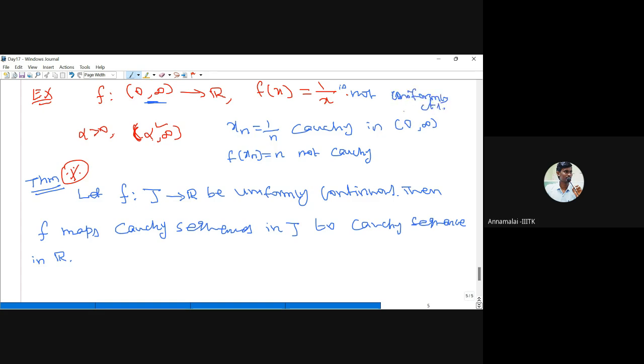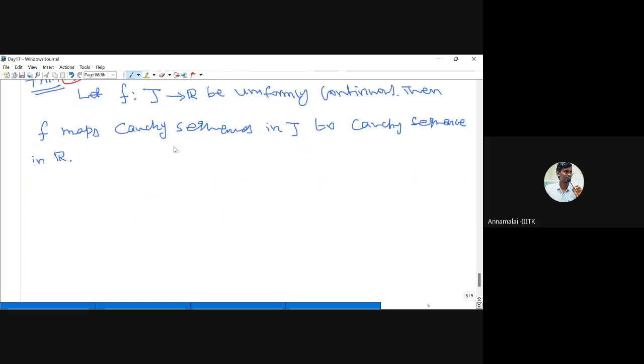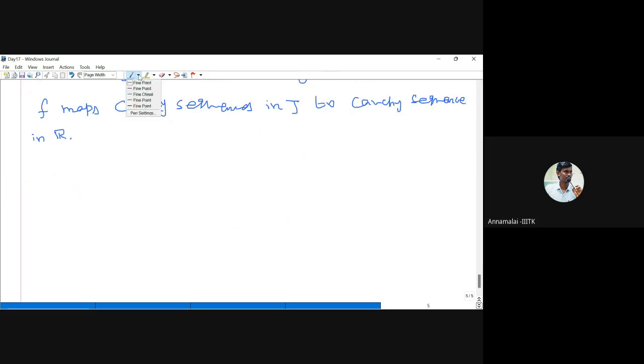But if we take the domain to be alpha comma infinity, where alpha is a positive number but not equal to 0, then the function 1 by x is uniformly continuous. Why? Now we can use the epsilon delta definition. Suppose f is a function from alpha comma infinity to R, where alpha is a positive number, defined by f of x equal to 1 by x. Now estimate what is f of x minus f of y.